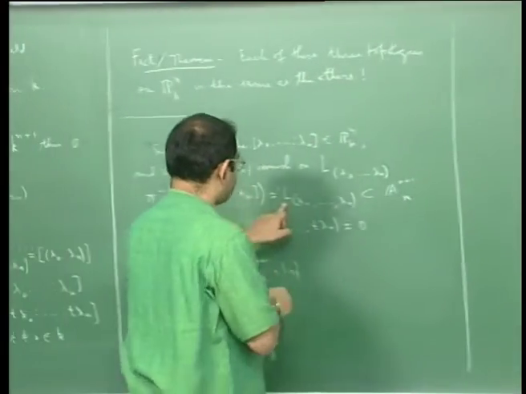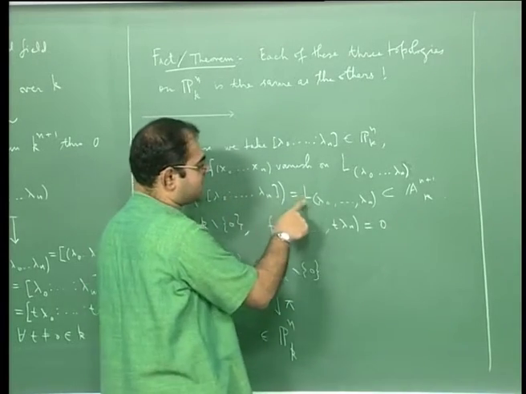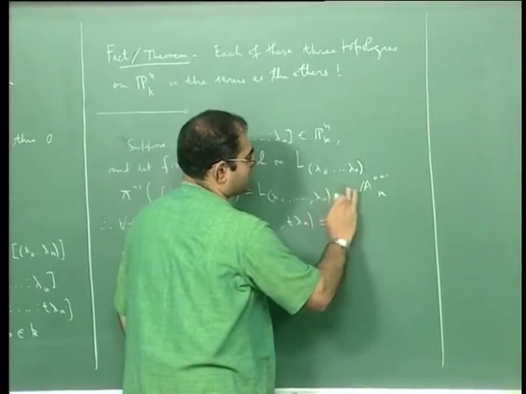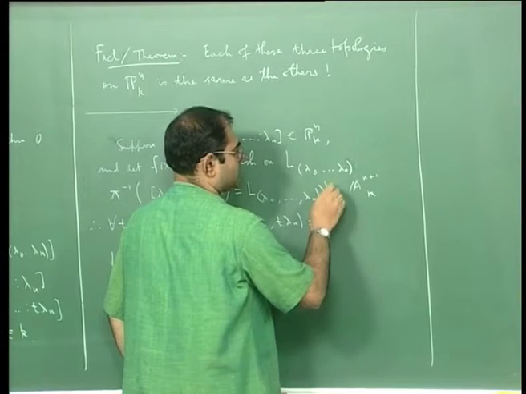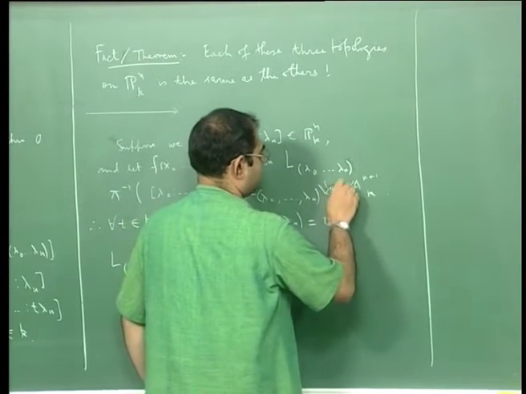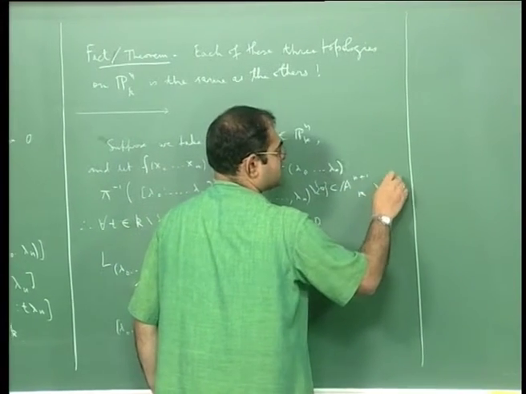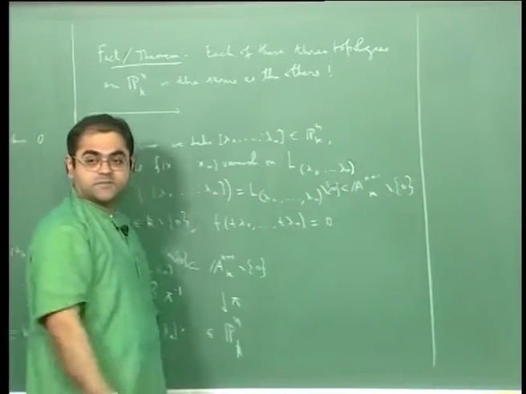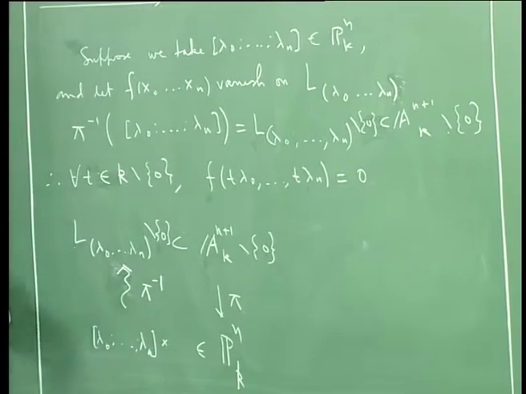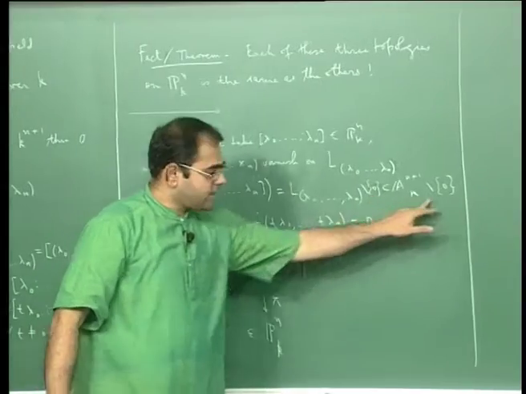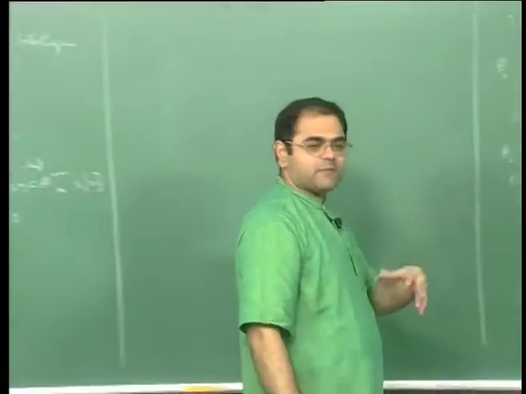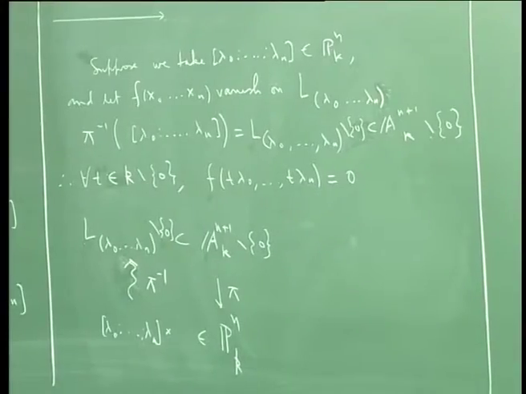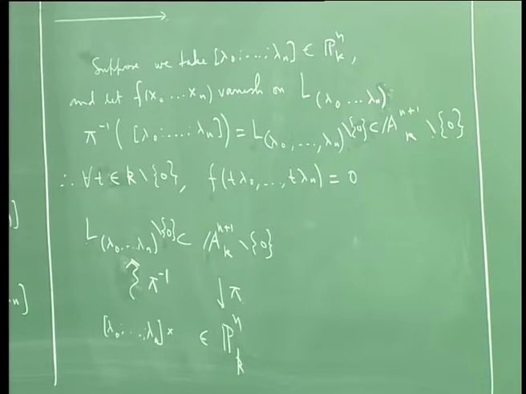Here, when I say pi inverse of the point is this line, I should say this line minus the origin inside the punctured affine space, because pi is not defined at 0. So this is the right way to write it, but you do not worry about the point at 0 which has been intentionally removed.